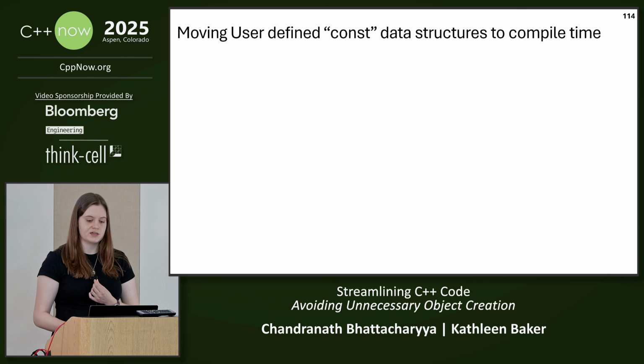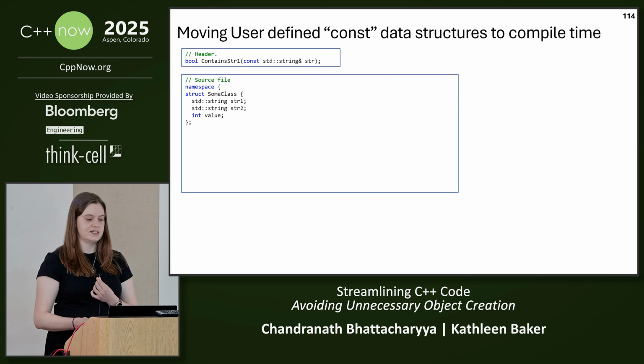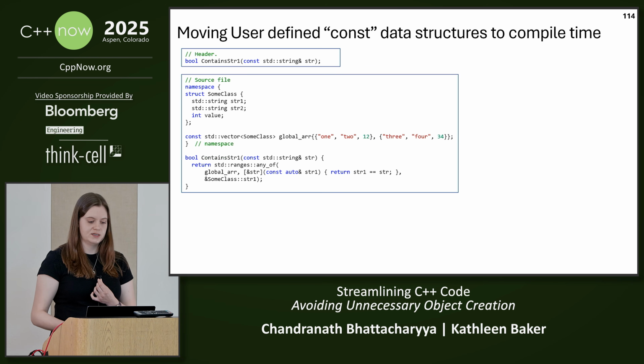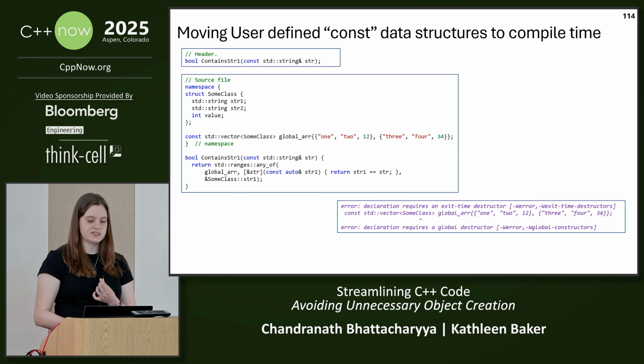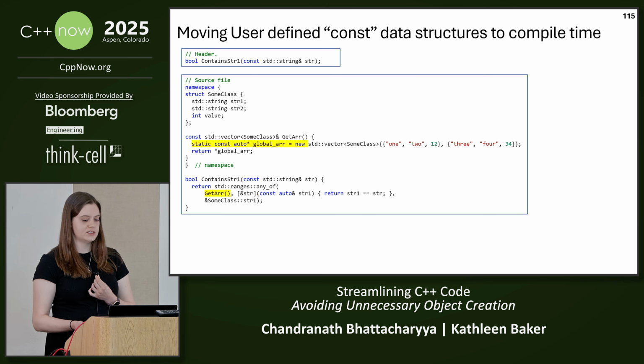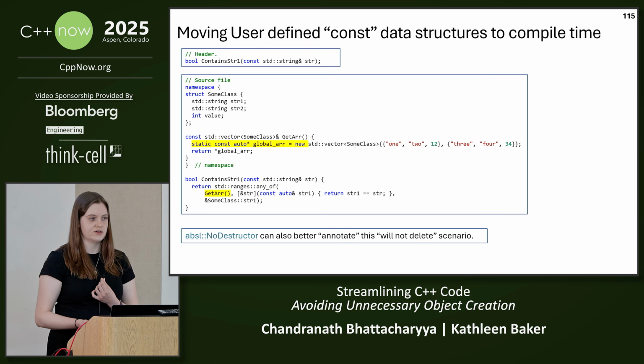We just looked at moving string and vector objects to compile time, but what if we have a user-defined data structure? Here we define a struct SomeClass that contains 2 strings and an int. We have a const global vector containing objects of this struct, and a function that searches for a string in any of the objects in the vector. This code gets the compiler warning that declaration requires an exit time destructor and global destructor. Instead, if we make a new vector in getArray and return a reference to it, we don't get a warning. Now the function containsStr calls getArray. Abseil no_destructor can also be used here to annotate this scenario.